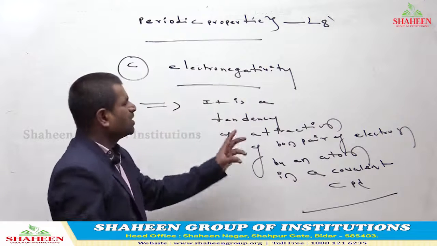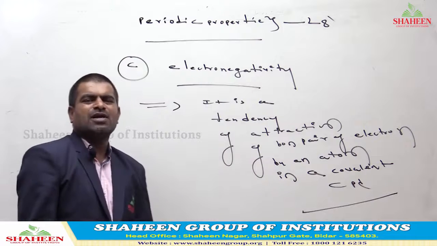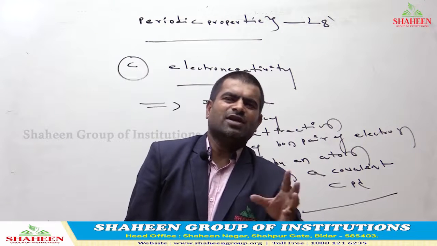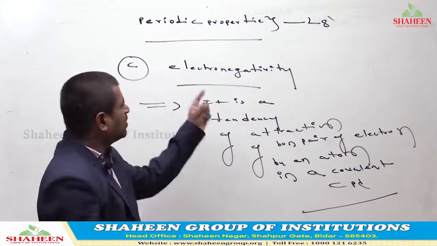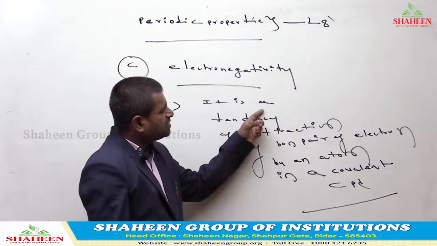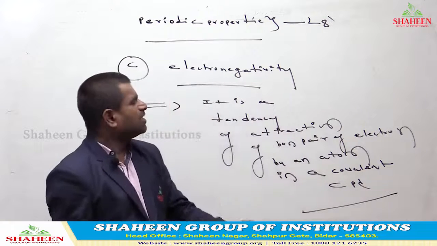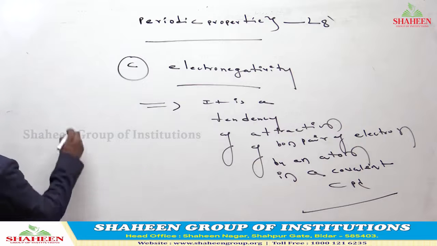It is called electronegativity. Electronegativity depends on Z effective. If nuclear charge increases, the tendency of attraction of electron density from the bond also increases, therefore electronegativity increases. That is why the tendency of attraction of a bond pair of electrons towards an atom is called electronegativity. Electronegativity depends on Z effective, nuclear charge.